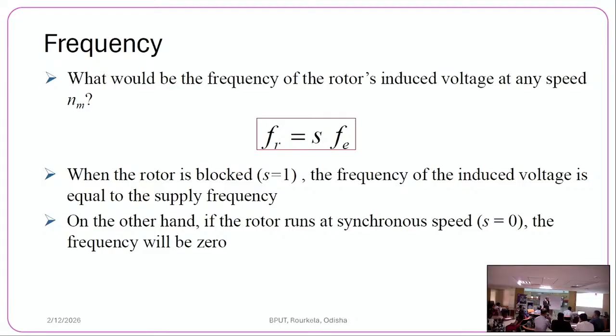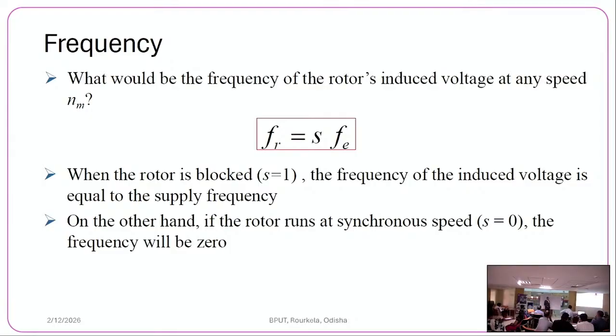But we define inductive reactance. Let us say inductive reactance is XL, which is 2 pi FL, or omega into L. You know that inductive reactance is 2 pi FL, that is omega into L. Omega is the angular frequency, that is 2 pi F, and this omega is also linked to omega S. What is that omega S?